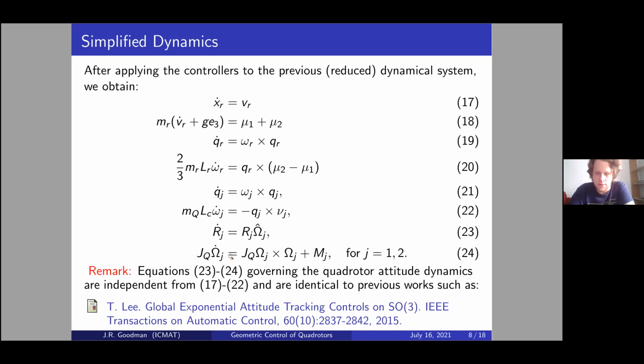Something important to notice here is that equations 23 and 24, denoting the quadrotor attitude dynamics and kinematics, are decoupled from the rest of the system. And as is the controller, the moment controller M_J doesn't appear in any of the other remaining parts of the system. As such, we can design these control schemes independently. And there are already some references that have taken care of that problem for us, for example, this paper by Taeyoung Lee here. There's a controller designed here that yields near global exponential tracking. So in particular, we can ignore these attitude dynamics and just focus on the remaining parts of the system.